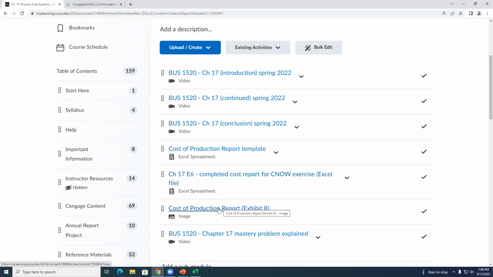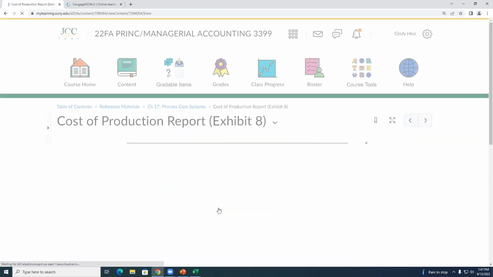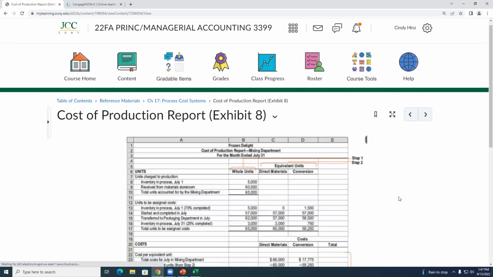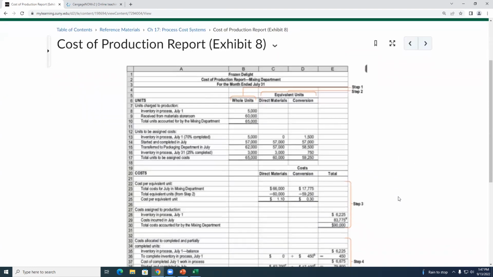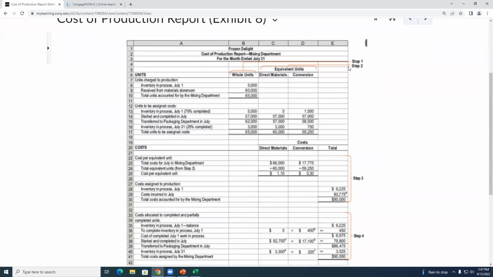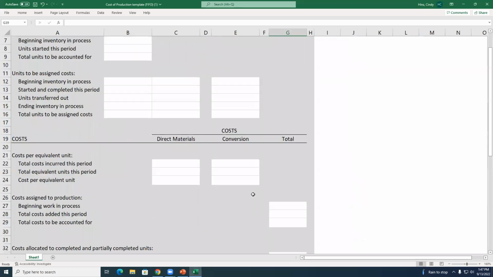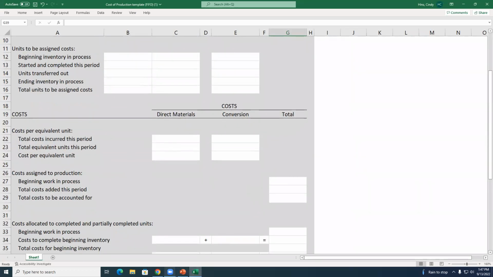This cost of production report is a snip from the textbook, and I will be referring to this. It's Exhibit 8 in Chapter 17. I will refer to these by the step numbers that are listed here. You may find this useful as a reference, but you'll also notice it looks very much the same as the template that I have provided to you here that's blank for our use.